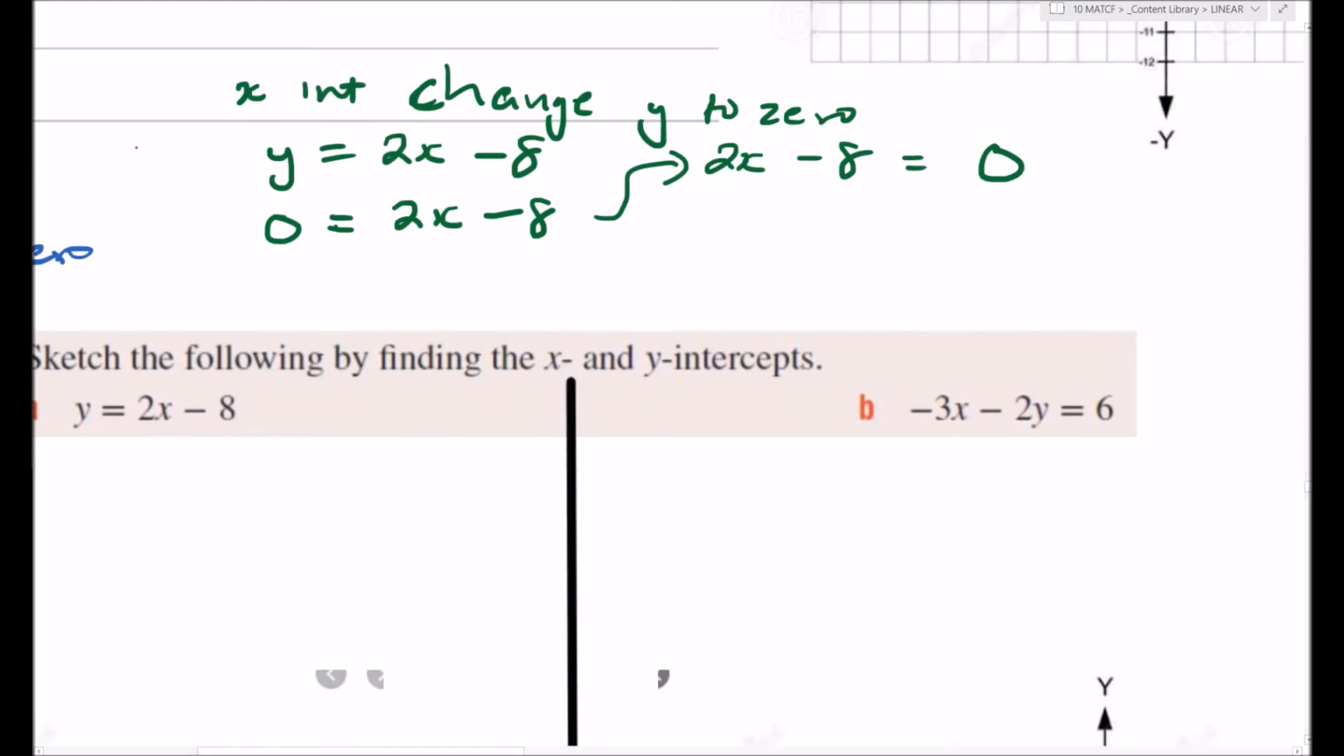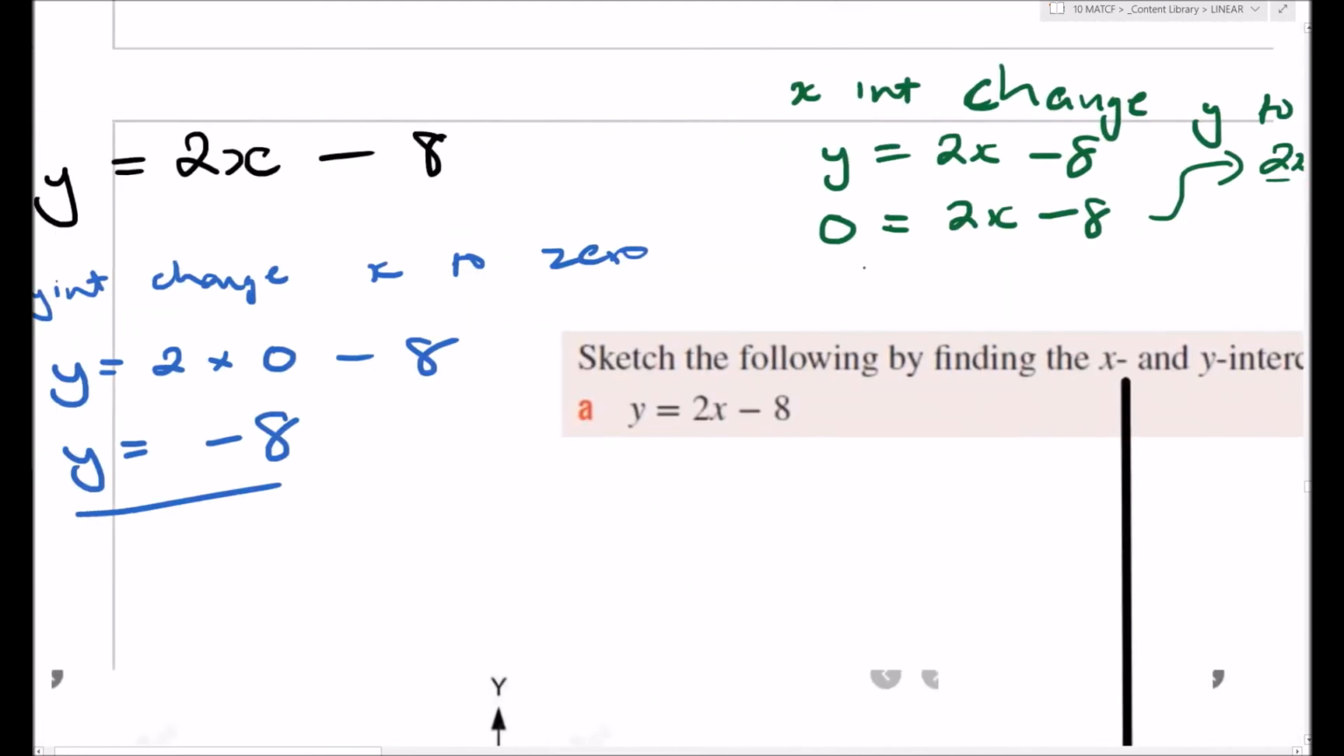For me personally, I prefer to do it this way, because now I can make x the thing that I'm looking for. So if I want to make x by itself, I have to move this 2 and this negative 8. Okay, so I'm going to first move this negative 8. When I move it here, it's a minus 8, so now it becomes plus 8. So you're left with 2x equals 8, and then this is a times 2, so when I move it here, it becomes divided by 2, so x equals 4. So your x-intercept is 4.